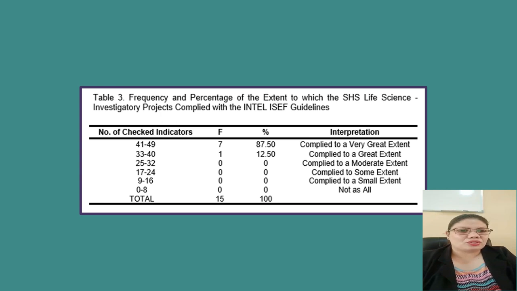Table 3 shows that there were 7 out of 8 investigatory projects, or 87.50%, that complied to a very great extent with the Intel ISEF guidelines and only 1, or 12.50%, complied to a great extent in the said guidelines. This means that the submitted senior high school life science investigatory projects were able to comply excellently to the Intel ISEF guidelines.